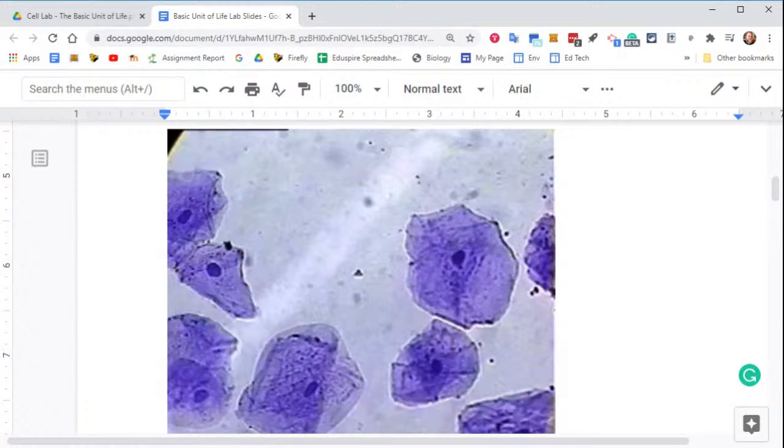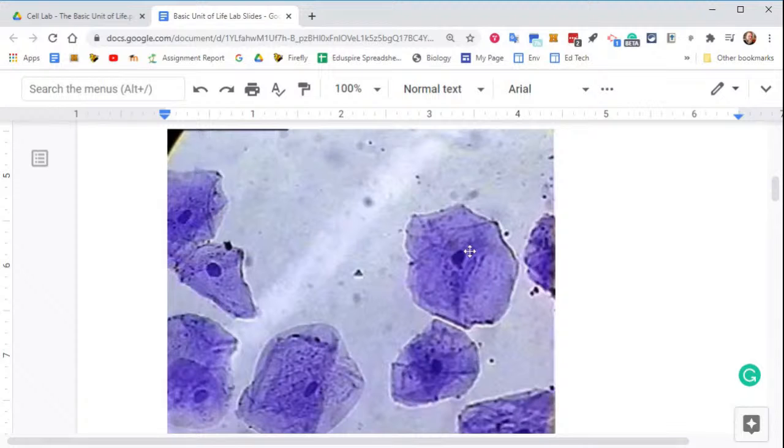If we scrape these out of our mouth and they're cheek cells, are they living or are they non-living? They're probably still living. Are they animal or plant? You scraped them out of your mouth, so let's go with animal. I see a cell part that should jump out pretty easily to you.